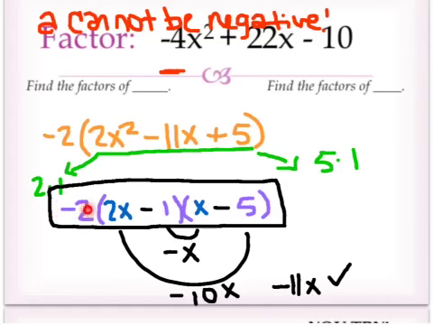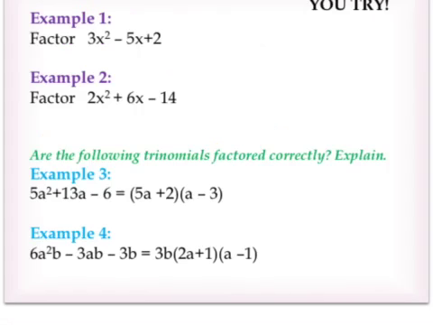This negative 2 is super important. Remember, it has to be there because if I multiplied all of this back through, I need to get what I started with. And without that negative 2, I wouldn't have what I started with. Alright, now give these a try.